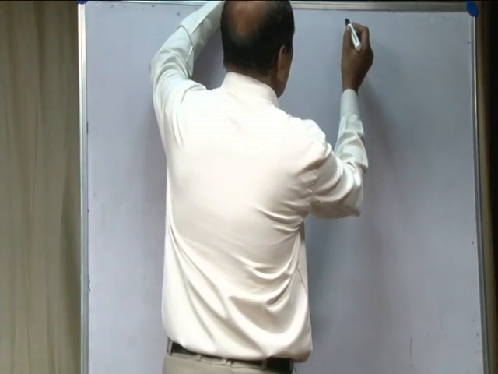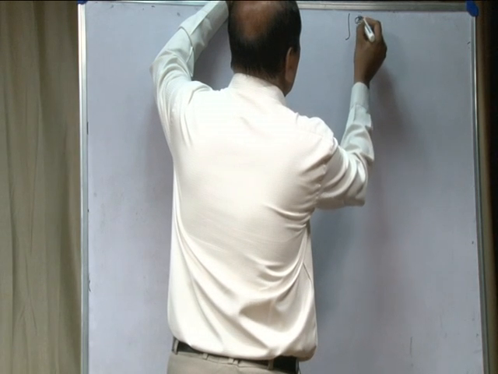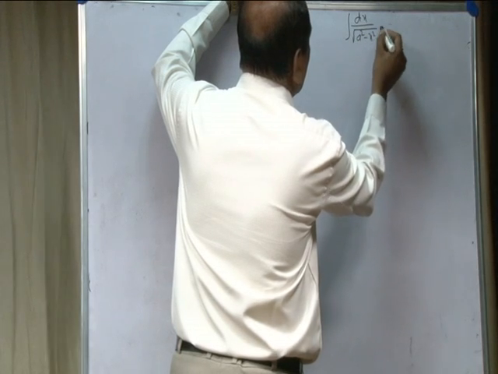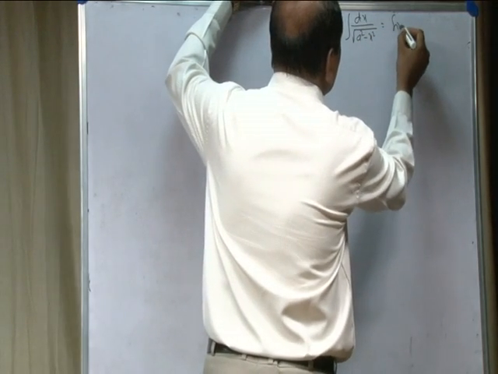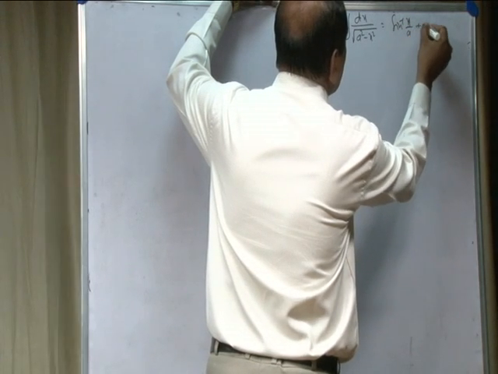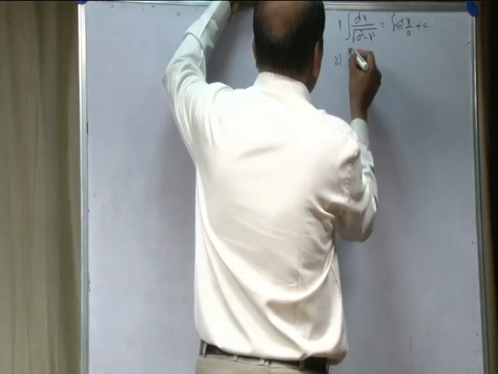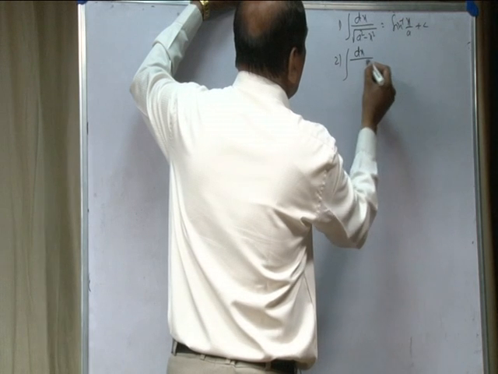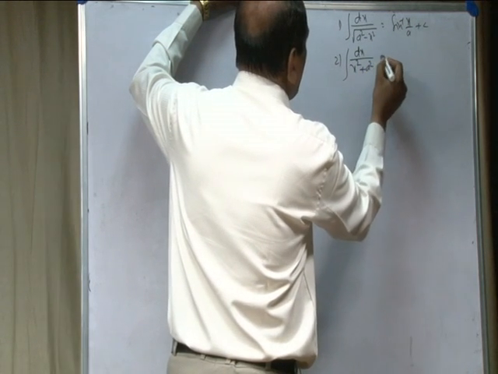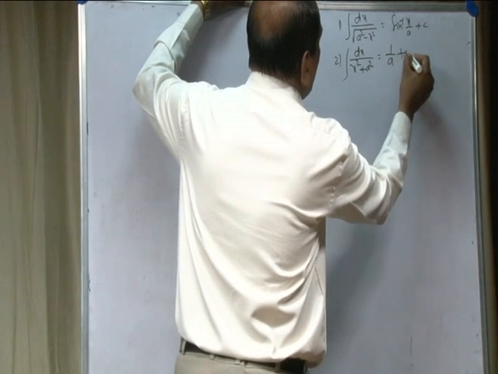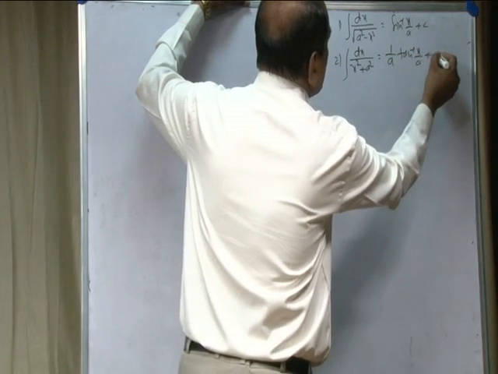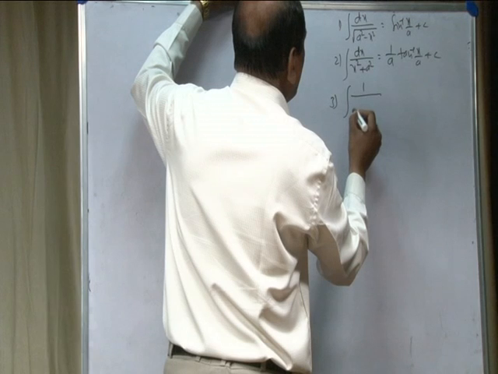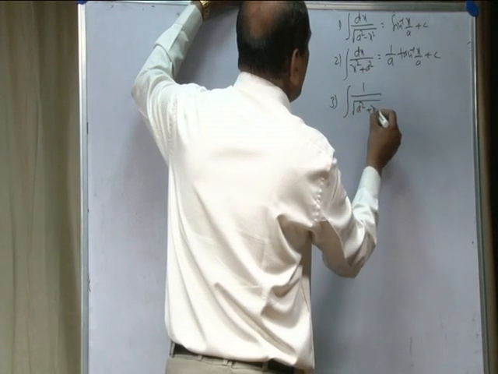See here, what is the first form? Integration of dx divided by root of a square minus x square is equal to sin inverse x by a plus c. So, this is the first standard form. Second standard form, integration of dx divided by x square plus a square is equal to 1 by a tan inverse x by a plus c.